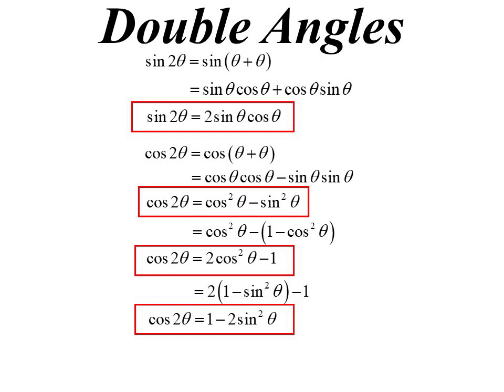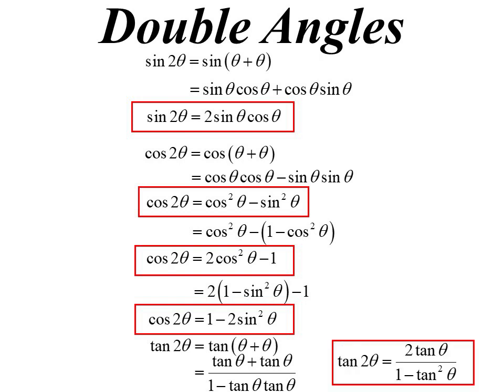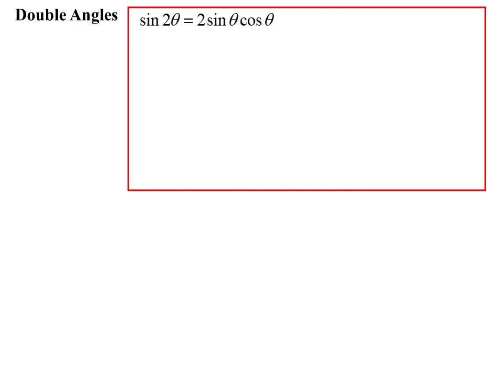Okay, well let's do tan. So we get tan plus tan, over 1 minus tan tan. So on the top of the fraction we end up with 2 tan theta. On the bottom of the fraction, 1 minus tan squared theta. It's better to think of them as double angle formulas rather than 2 theta, because it's just double. So I could create one for 10 theta, or 8 theta, or double anything.